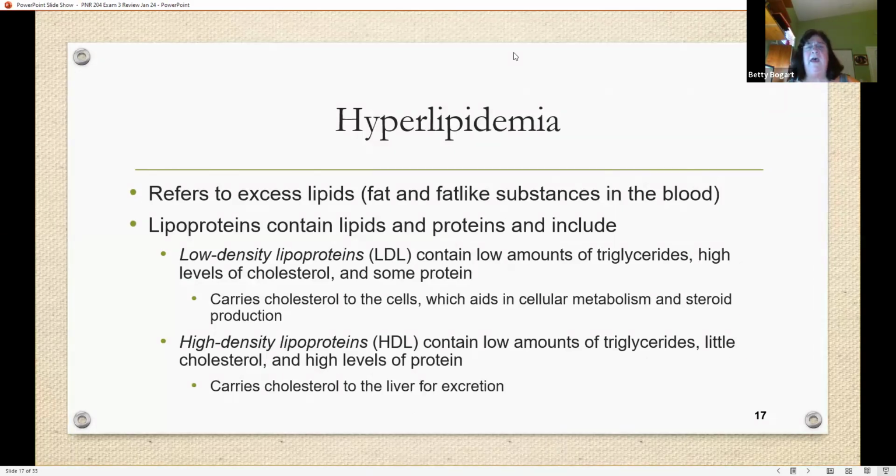They also get what we call hyperlipidemia. Hyperlipidemia is when there's too much fat in the blood, right? So LDL, as I call them, the lousy cholesterols.